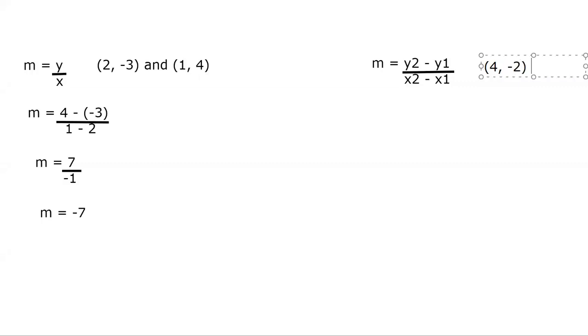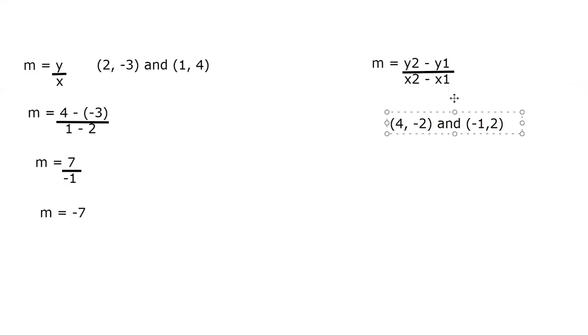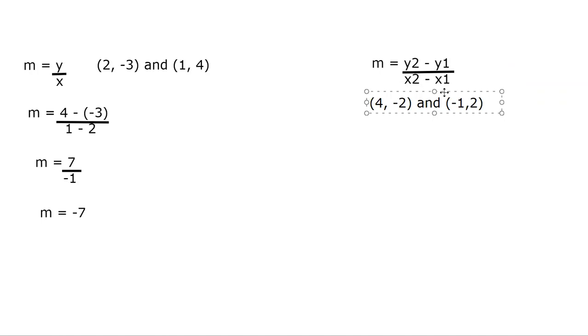And the other point I have is -1, 2. I'm going to give you more space in here. These are the points I'm going to use to find the slope. This is the point number 1, and this is the number 2. So I'm going to continue with this.